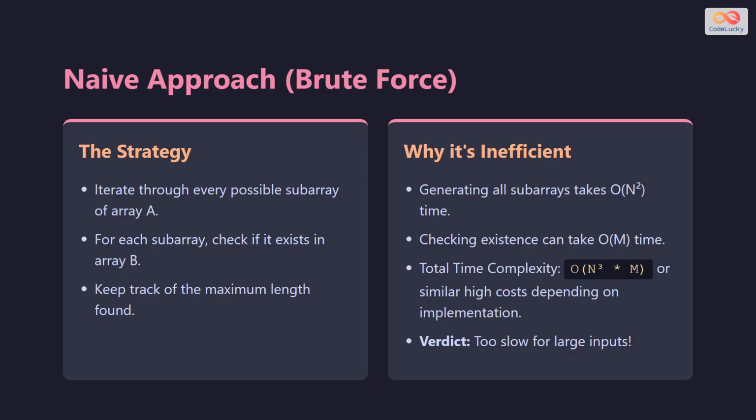The most straightforward way to solve this is the brute force method. We could generate every possible subarray from the first array and check if it exists in the second array. However, this is highly inefficient. Generating subarrays and checking them leads to a cubic time complexity, which is far too slow for large datasets.